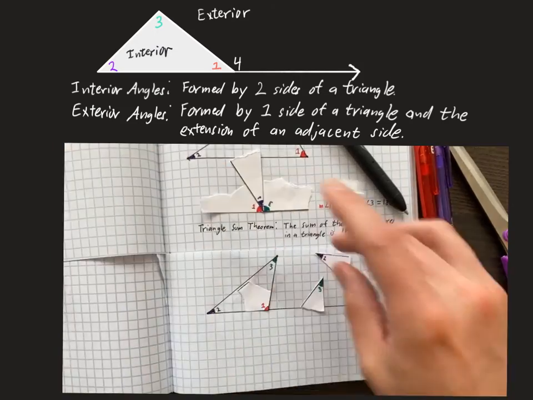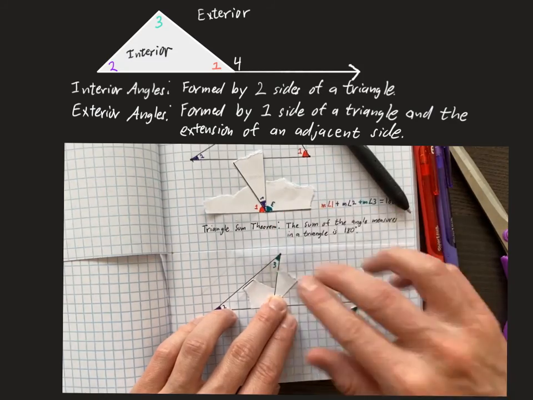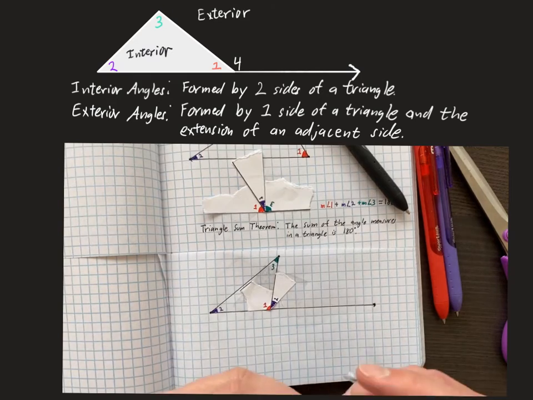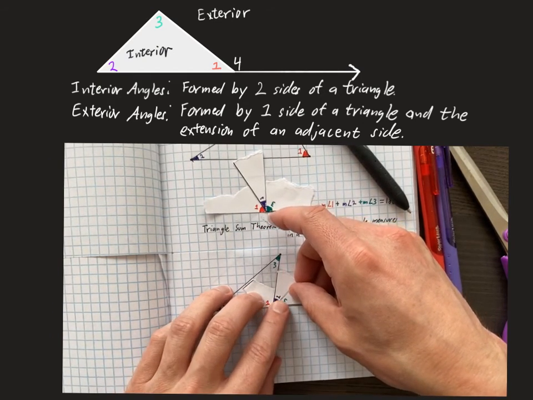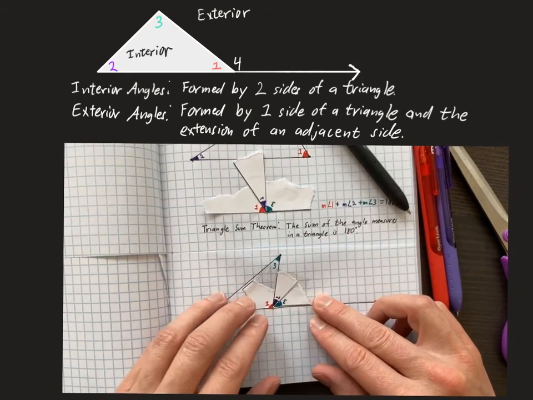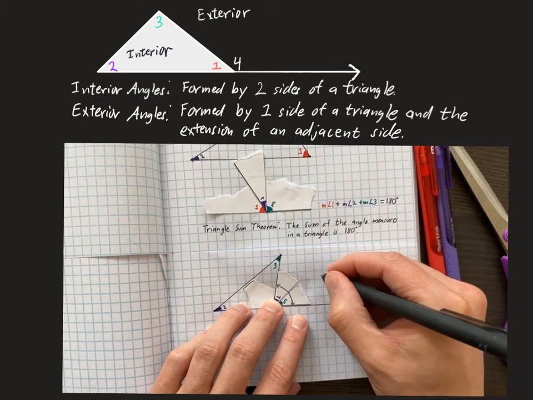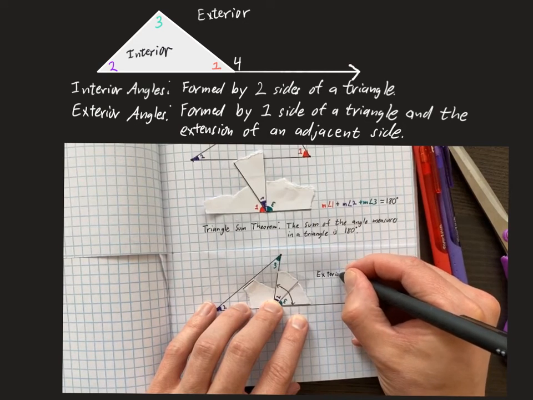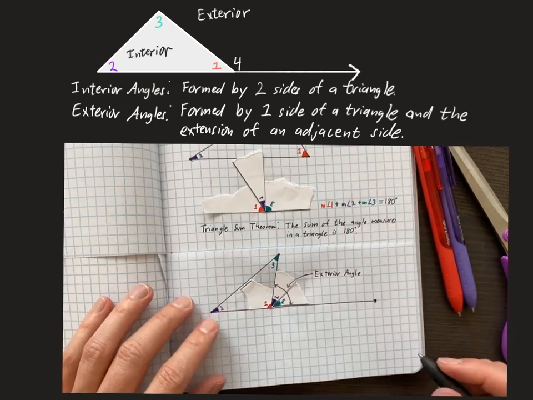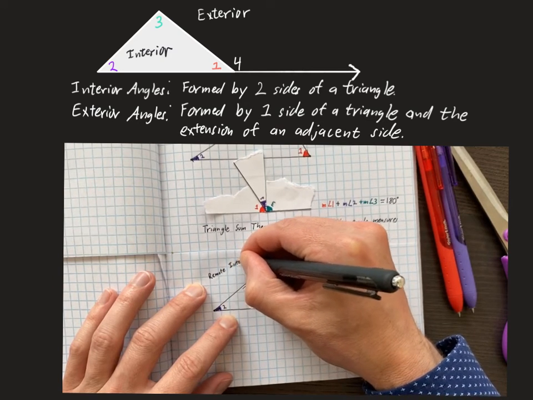Then I'm going to take angle 2 and line that up right next to it, right there. And then angle 3, I'm going to put next to that one. And based on our definition above, I'm going to label that angle the exterior angle. And then I'm going to label angles 2 and 3. I'm going to call them the remote interior angles.